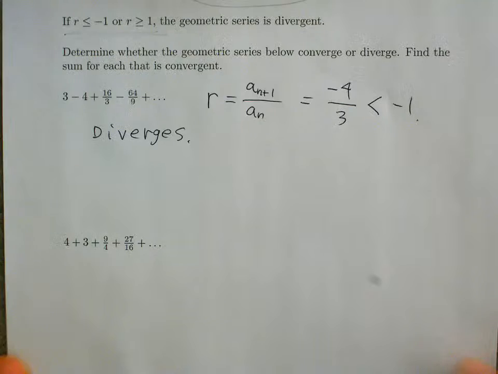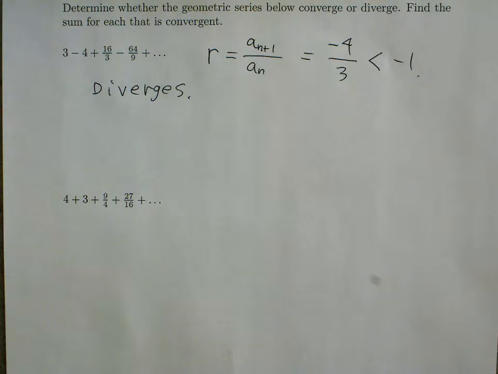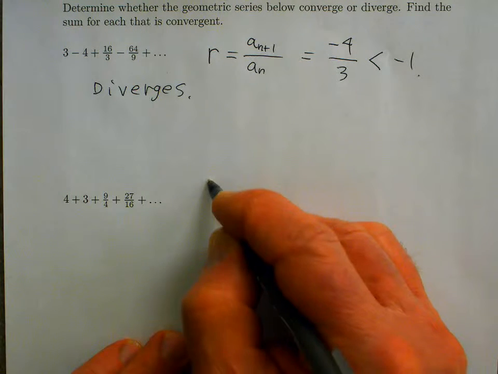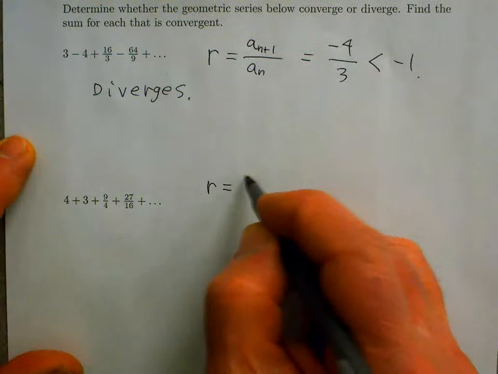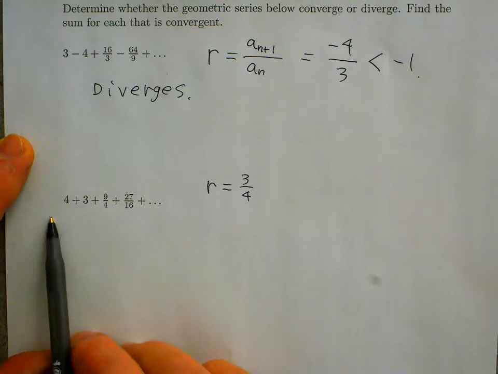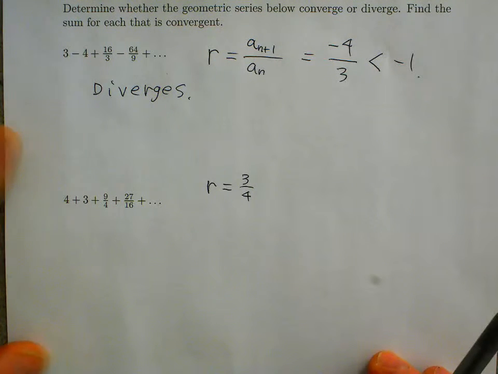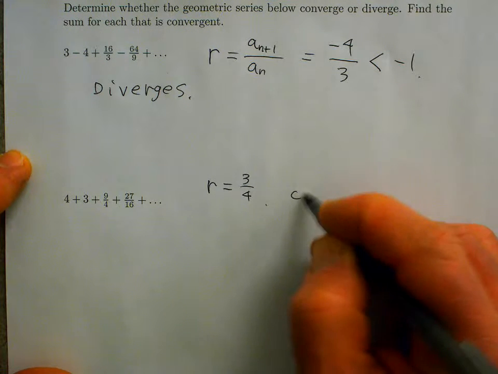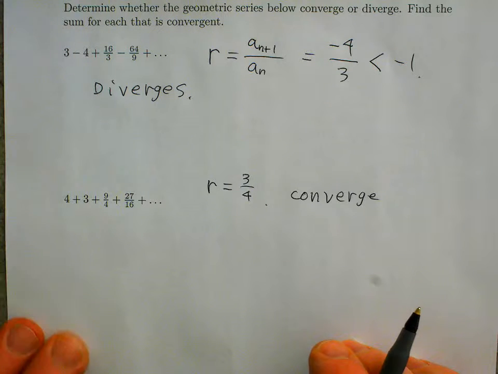Okay, the next geometric series, 4 plus 3 plus 9/4. What's the common ratio of this one? Three-fourths. So we can find it using the first two terms, divide the second by the first. We get the same number if we divide the third by the second, and so on. So this one's going to converge. And what's it going to converge to?